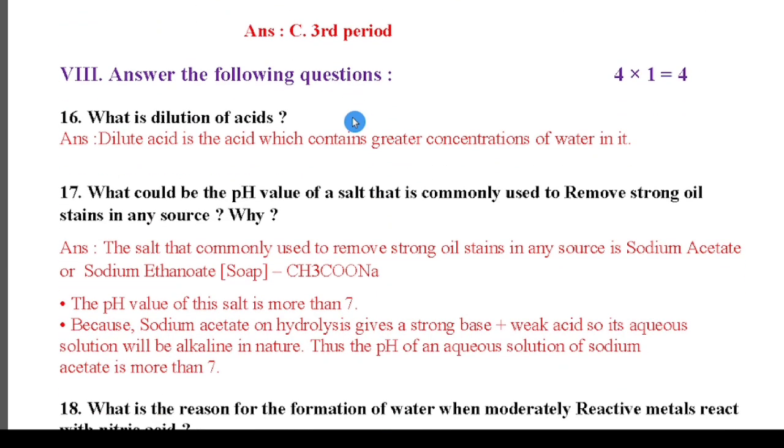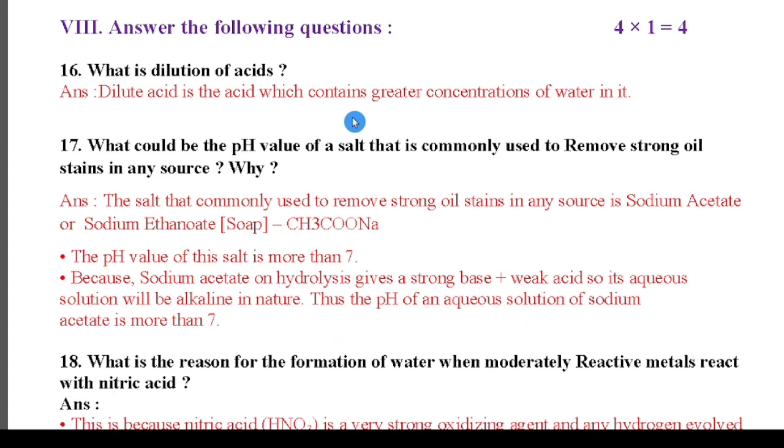Next, 8th main, answer the following questions. 4 questions will be there. Each question carries 1 mark. What is dilution of a solution? Diluted acid is the acid which contains a greater concentration of water in it. That is called dilution of acid.